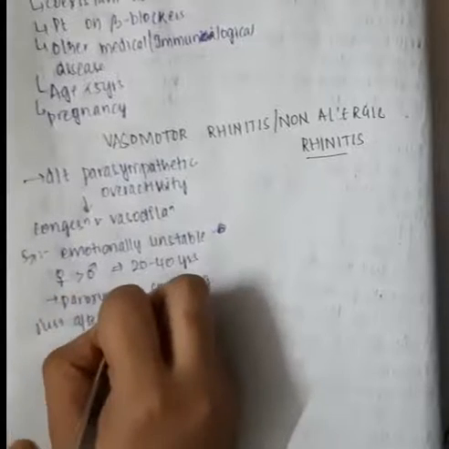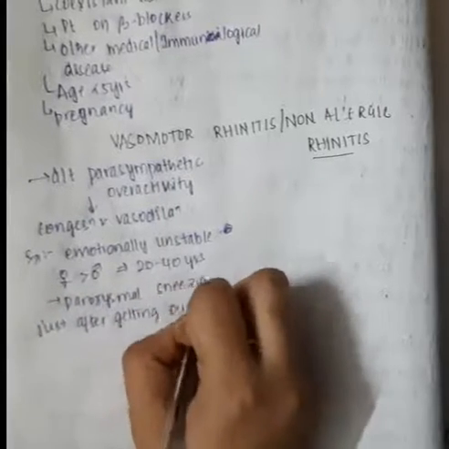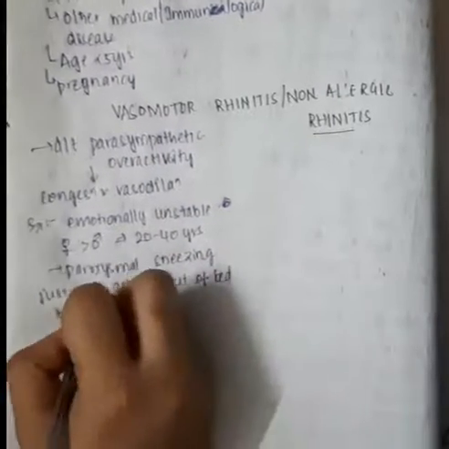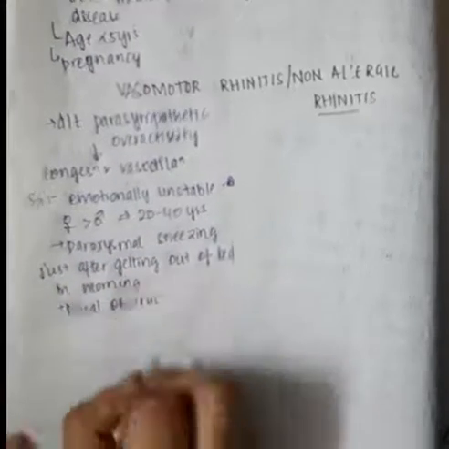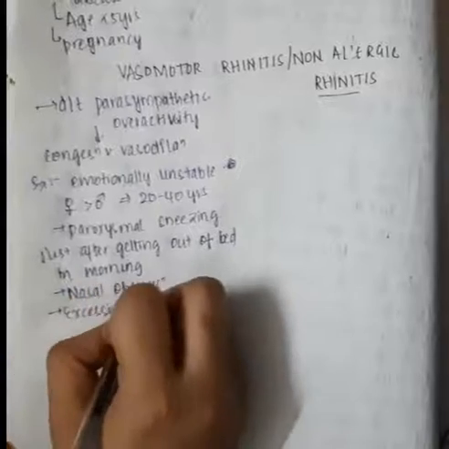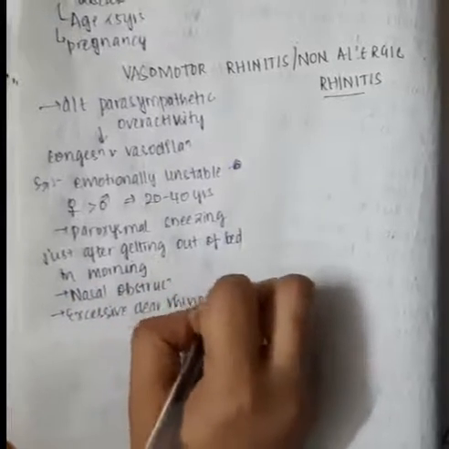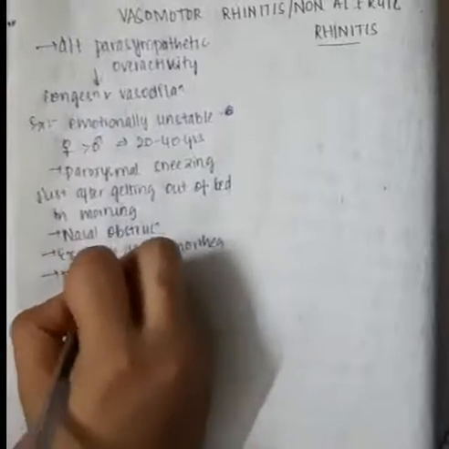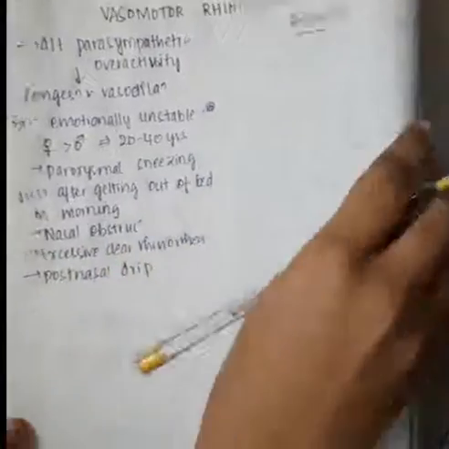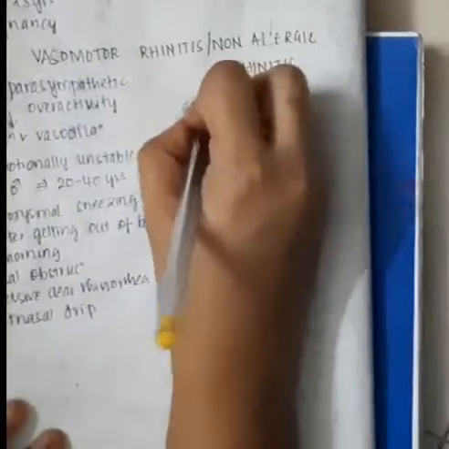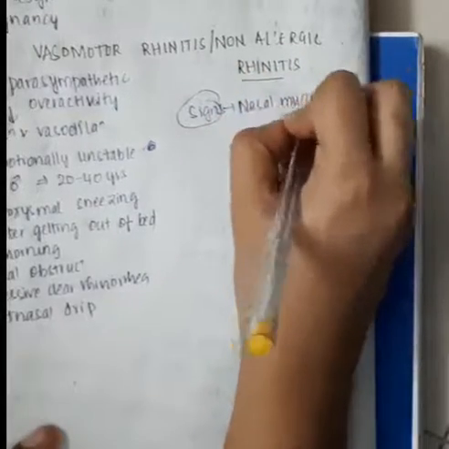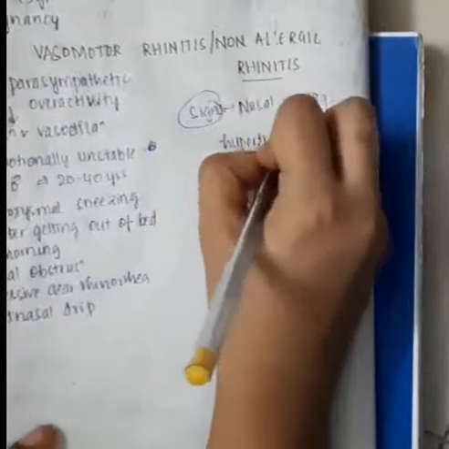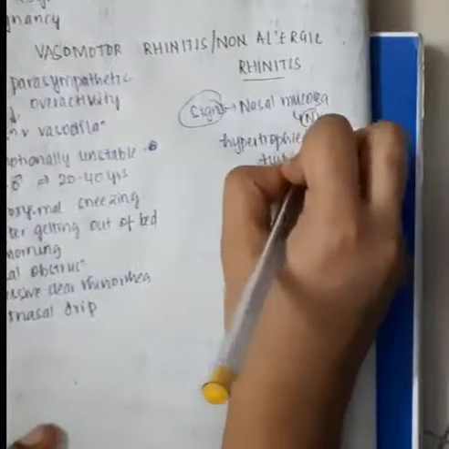There is paroxysmal sneezing, which occurs just after getting out of bed. Then it causes nasal obstruction. Then there is excessive clear rhinorrhea. There can be post-nasal drip also. If you see the signs, the nasal mucosa is most commonly normal. Then hypertrophied turbinates are seen.